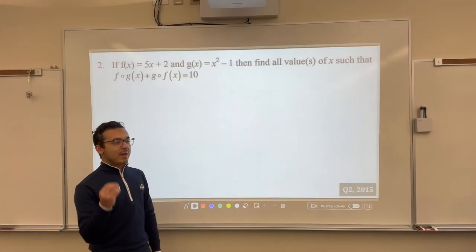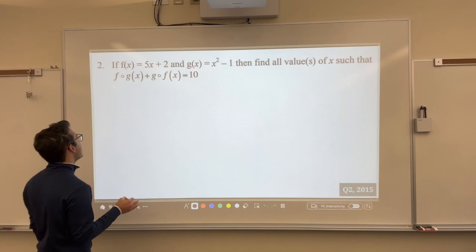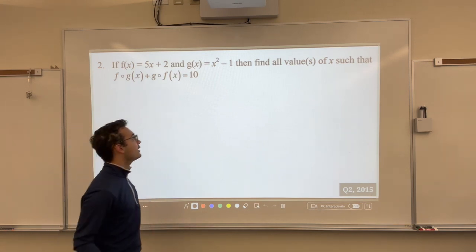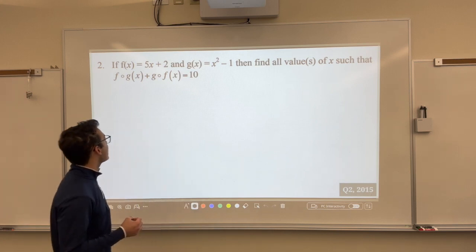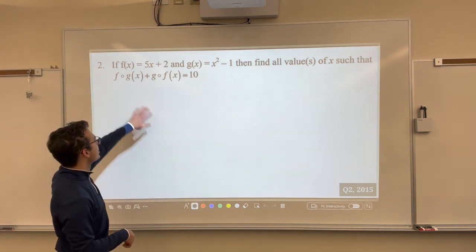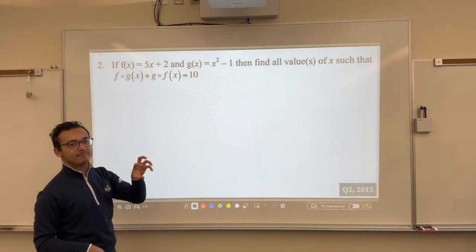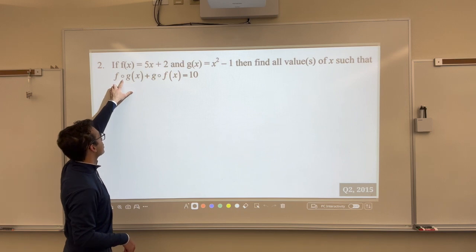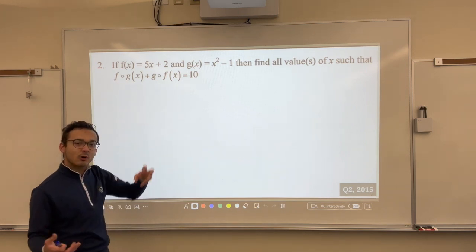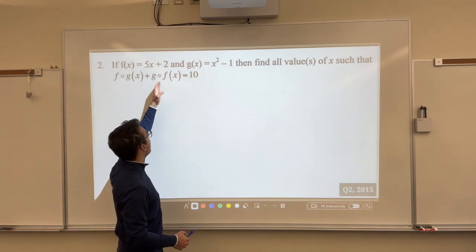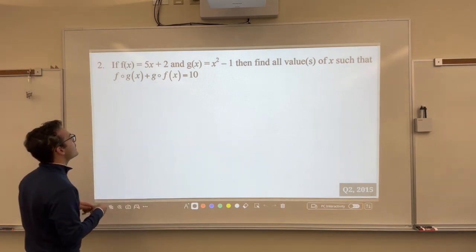All right, and we're back to compound functions. If f of x is equal to 5x plus 2 and g of x is equal to x squared minus 1, then find all values of x such that (f o g)(x) plus (g o f)(x) equals 10. Now, this is just different notation for compound functions. This means f of g of x. The circle here is kind of like an O, and that's how we know it's f of g of x. Here it's g of f of x. Okay? So let's do that.